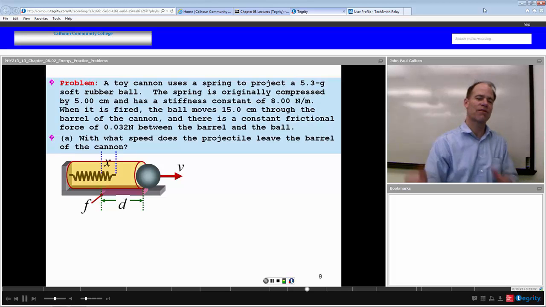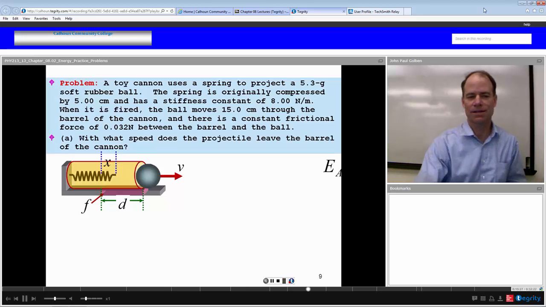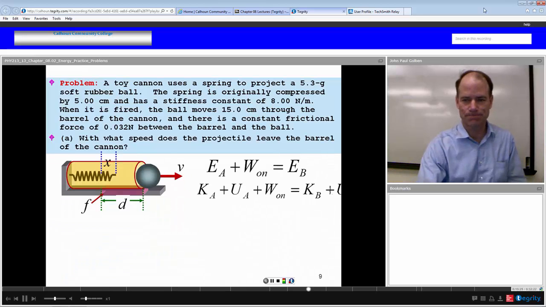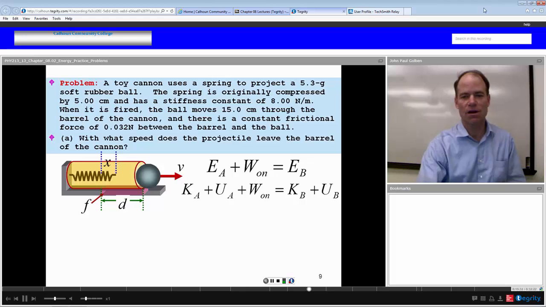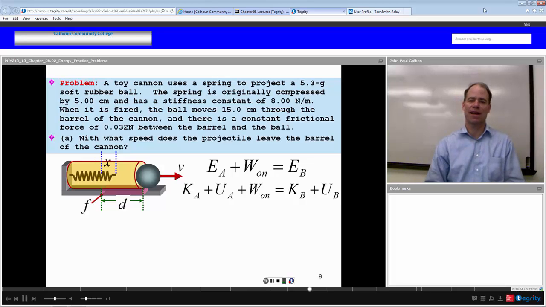All right, so we're going to have a force of friction for the whole time it's going through the barrel and for that distance. We still start with our one equation to rule them all. Kinetic energy at A plus potential energy at A plus work done along the way equals the kinetic energy at B plus the potential energy at B.